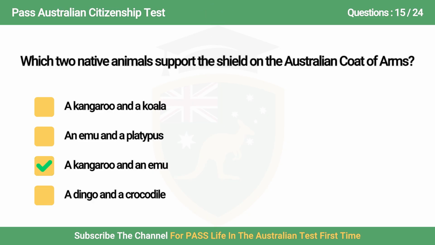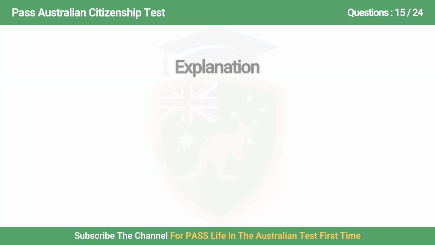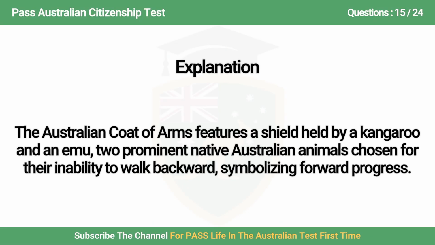Answer is C. A kangaroo and an emu. The Australian coat of arms features a shield held by a kangaroo and an emu, 2 prominent native Australian animals chosen for their inability to walk backward, symbolising forward progress.